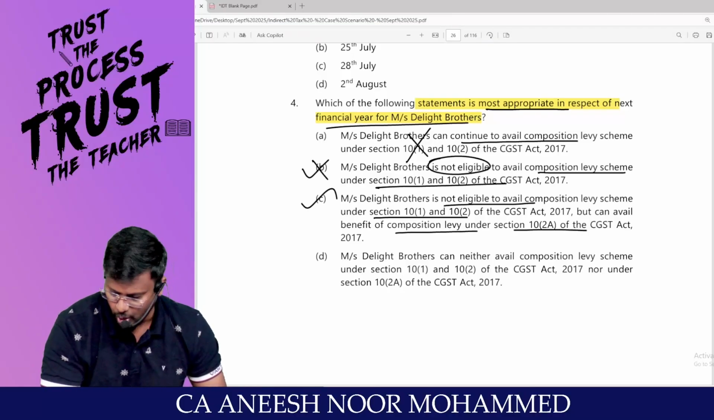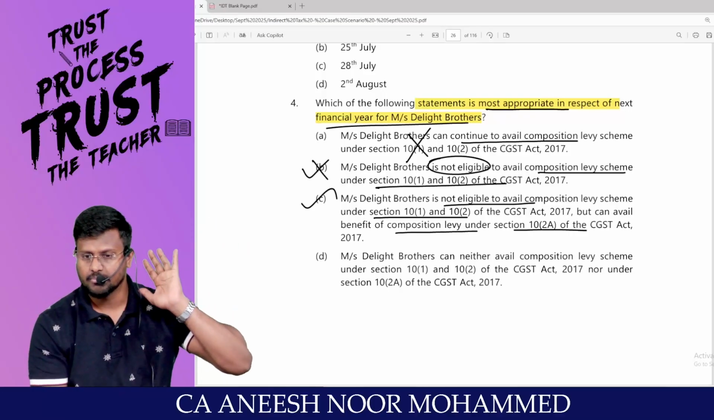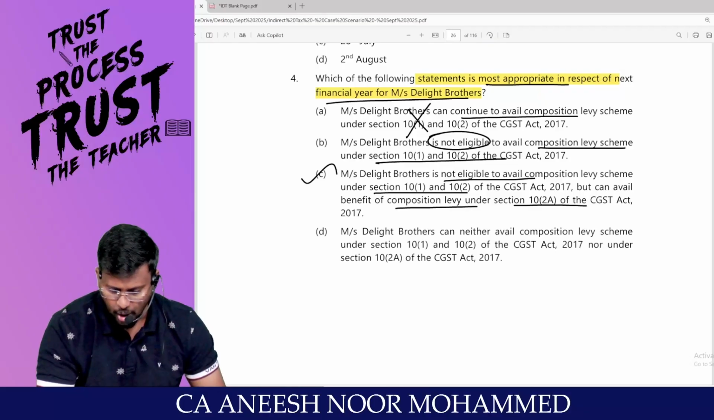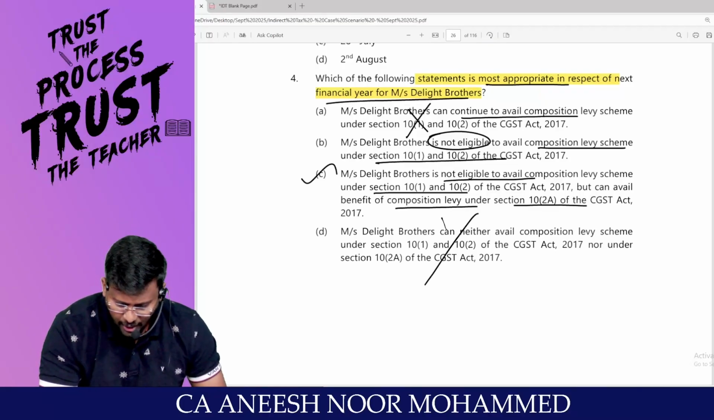This is the most appropriate. Hence the B part becomes wrong. Are you all really with me? Mrs. Delight Brothers can neither avail the composition scheme under 10-1, 10-2, nor under 10-2A is wrong.